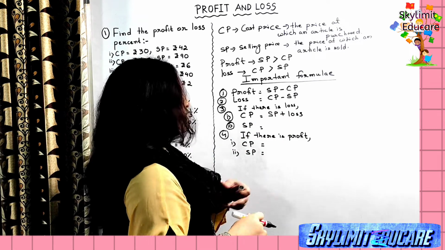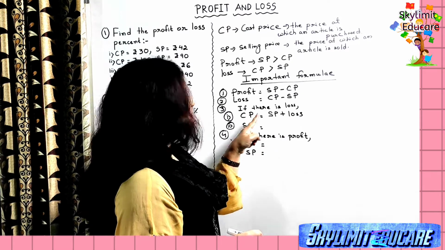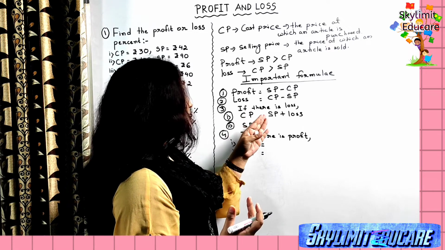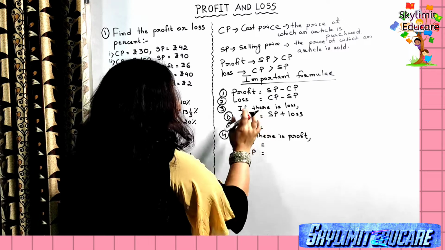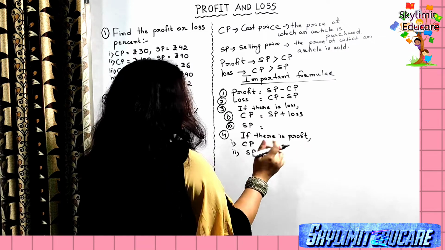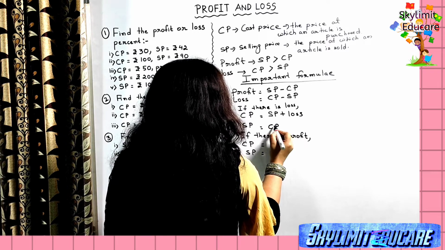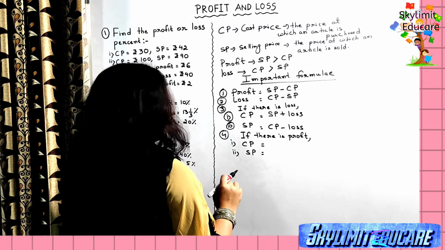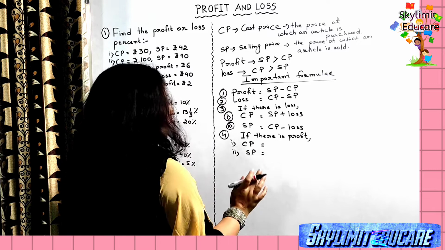So you should know by now, students, that loss is when the cost price is greater than the selling price. Just in this way you can make out the formula. Cost price is selling price plus loss, and selling price when there is a loss? How to find the selling price when there is a loss? Selling price will be equal to CP minus loss. Clear?